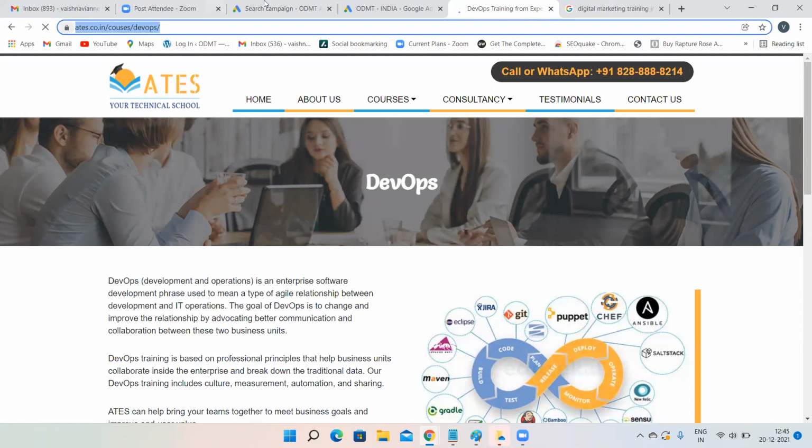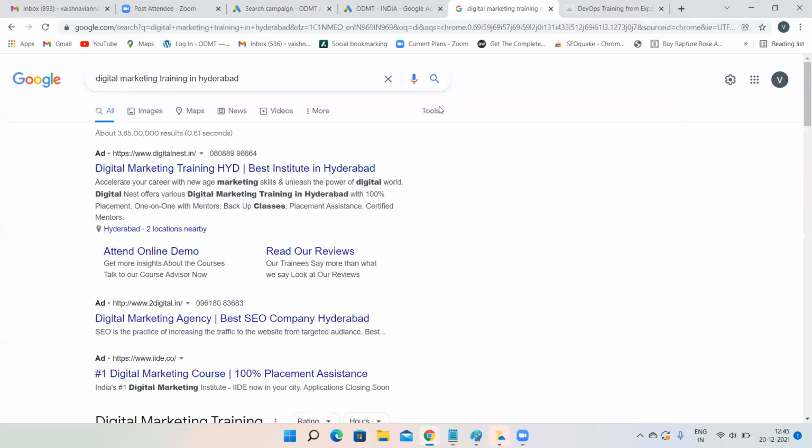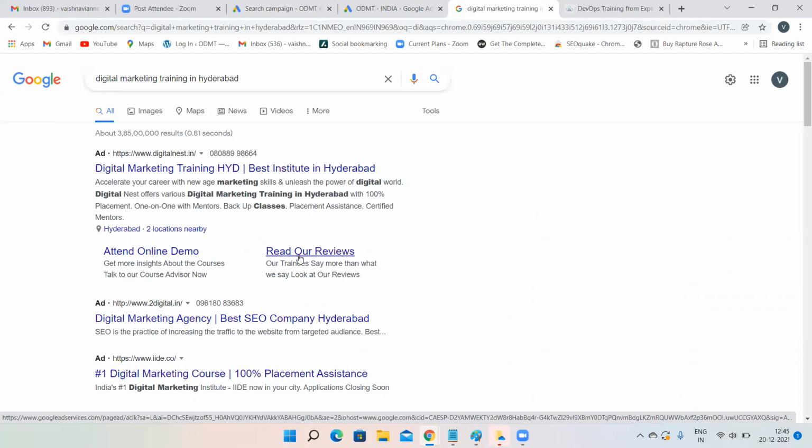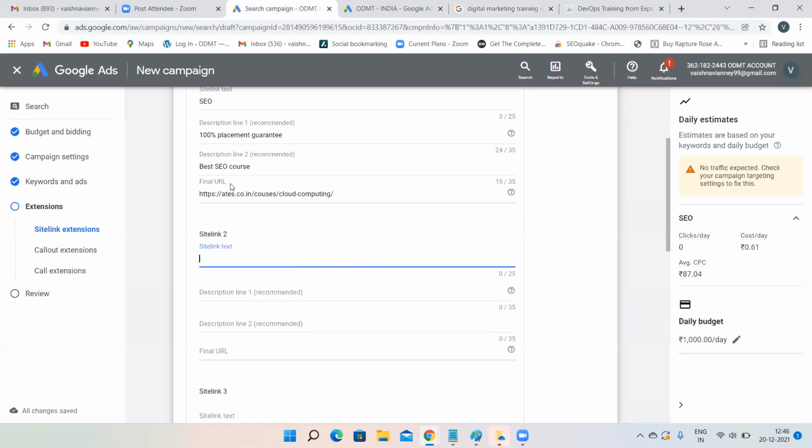Again, copy the URL. Why give site links? See, generally what is happening, if they click over here, they'll directly land on the website. But if they click over here, they'll land on the demo page. If they click over here, they'll land on the review page. So if they click on SEO, they'll land directly on the SEO page. If they click on Google Ads, they'll land directly on the Google Ads page. That is the only difference. It is not mandatory to give site links and all. But the thing is, your advertisement length will increase. That is the only thing.